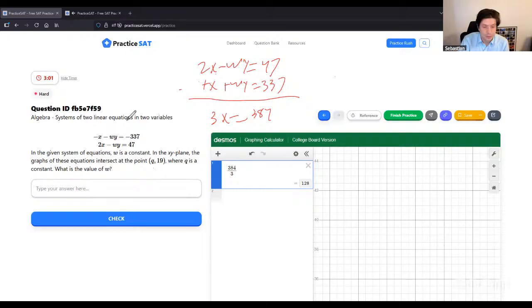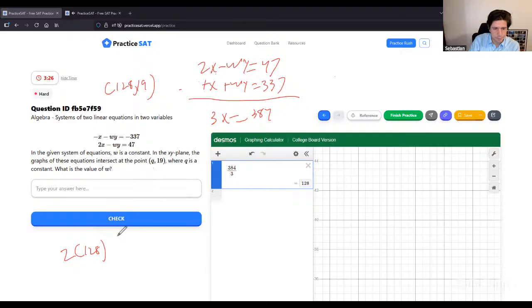I don't really use the slider. I just did the elimination method here. Because the W and Y are connected, they're basically just one unit. They're just confusing you by having W, but we can just eliminate them so easily together that it works out. So now we know that the point is going to be 128, 19. And now I'm going to plug that into the second equation. It's going to be 2 times 128, parentheses, minus 19W equals 47.